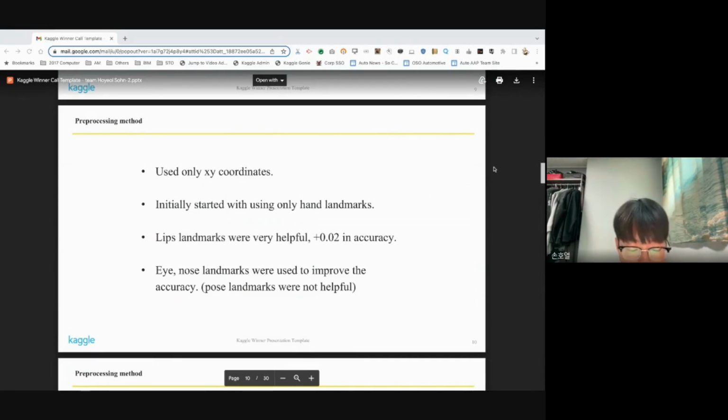I only used XY coordinates of the hand landmarks. And then I added lip landmarks, which led to a noticeable performance improvement. Finally, I also included eye and nose landmarks. The body positions did not help me improve the performance.